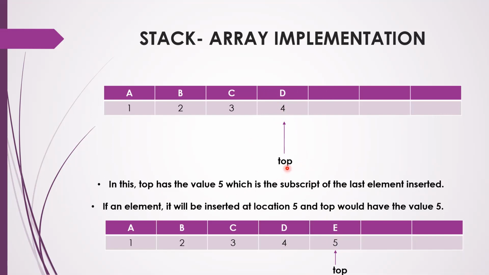So what you have to do? You have to move this top variable to 5. So if an element is inserted at location 5, top would have the value 5. Next, if I insert another element F and it is inserted in location 6, this top variable will move to 6. We should remember that while writing the program for stack push operation, you always have to have a top variable which is pointing to the last element which is inserted.